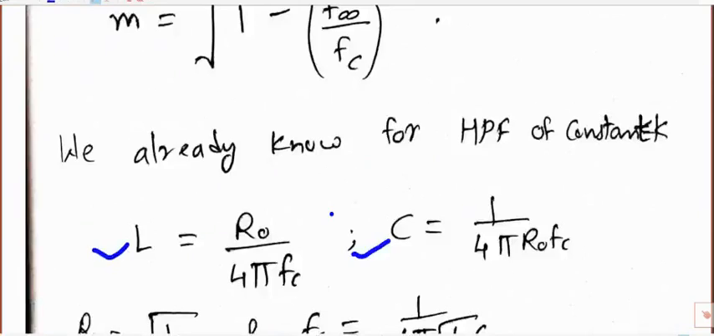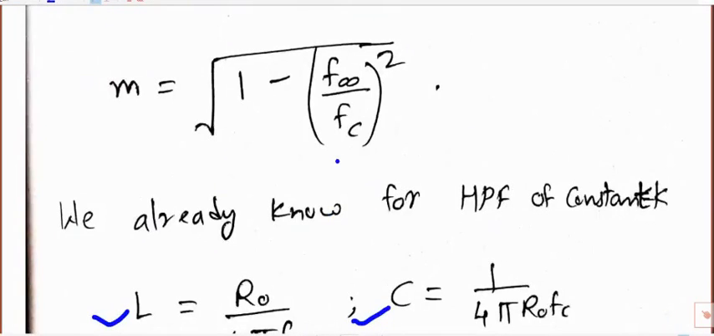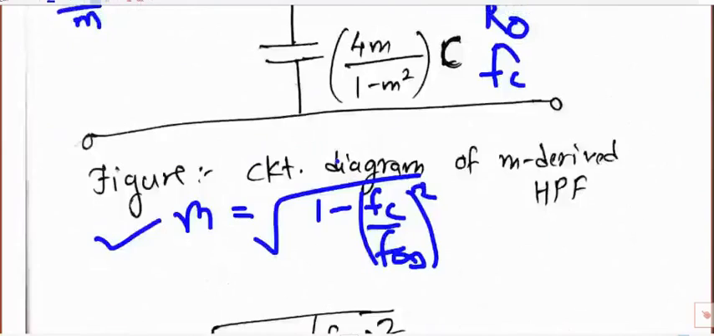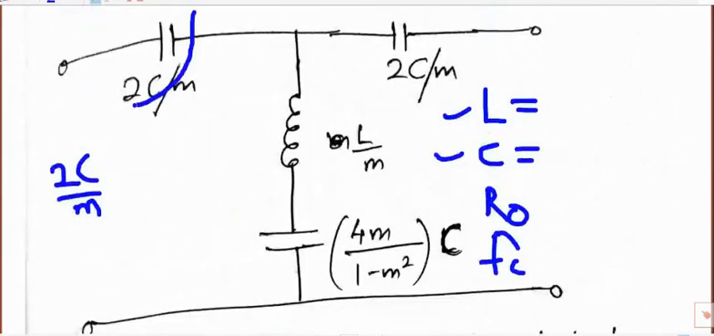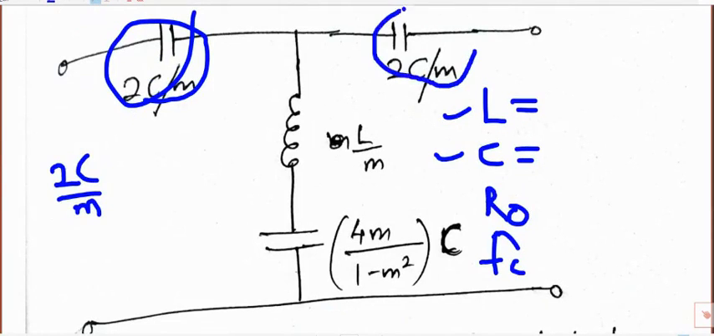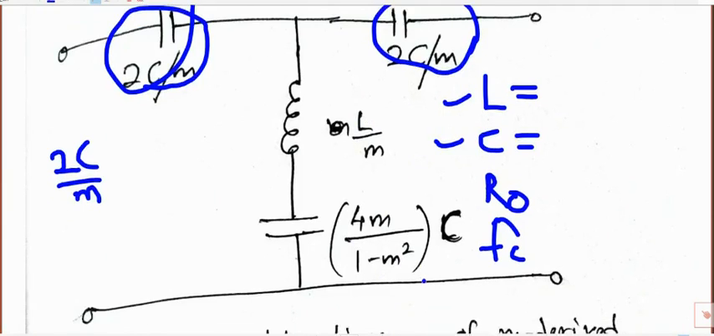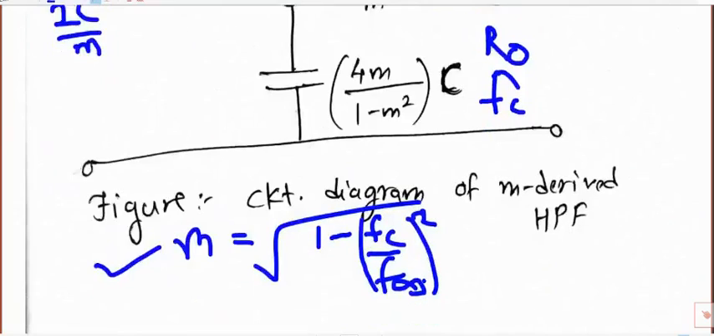We just have to calculate these values and accordingly multiply. Suppose I want this capacitor value. The capacitor value is not C, the capacitor value is 2C by M. Inductor value is L by M. Capacitor value is 4m divided by (1 minus m square) into C. So this way you should do a little bit of comparative study. This will be helpful.